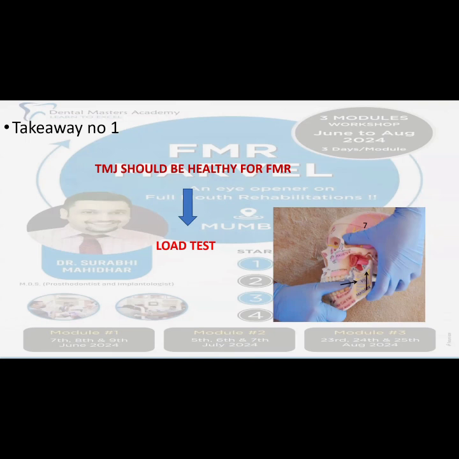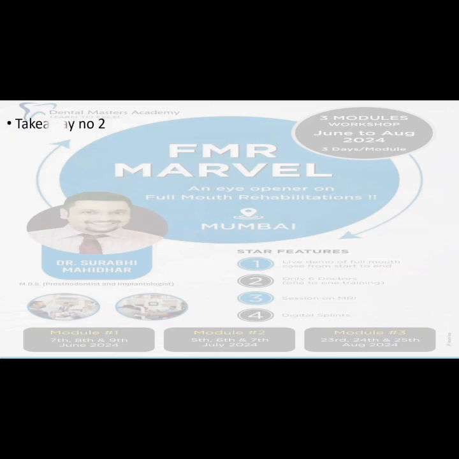You have to treat the joint first, take it as one entity, make it healthier, and then probably proceed to FMR later. It's again a staged procedure. It takes a few months. So first takeaway is please do a load test. And if the load test is positive, stop FMR. If the load test is negative, you can proceed with FMR.